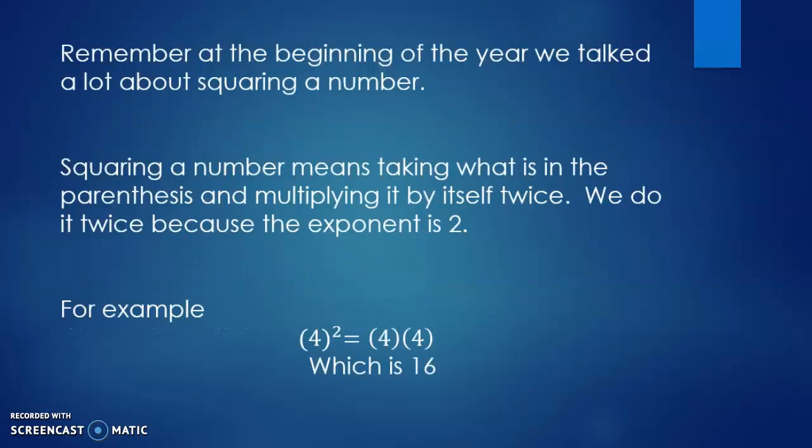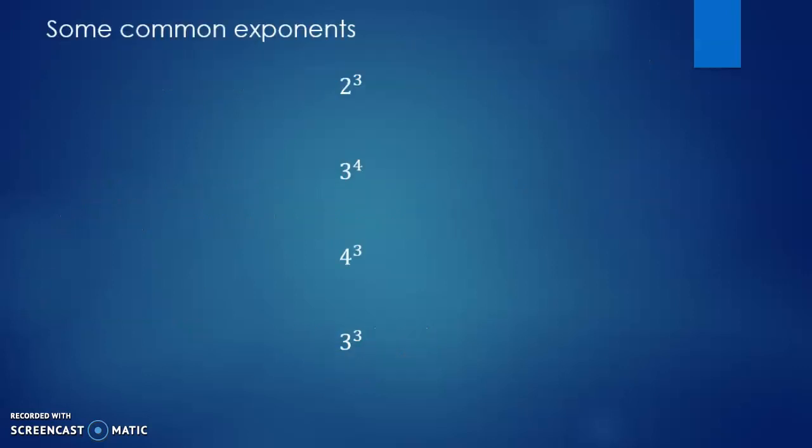Remember at the beginning of the year we talked a lot about squaring a number. Squaring a number means taking what is in the parentheses and multiplying it by itself twice. We do it twice because the exponent is 2. For example, when we had 4 squared, it meant it was 4 times 4, which was 16.